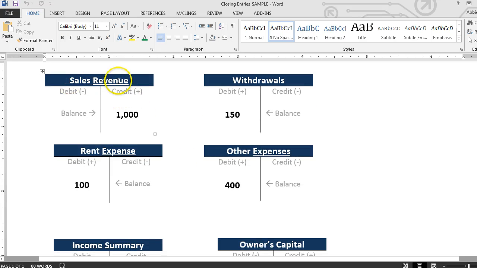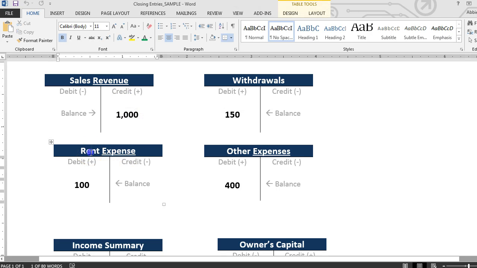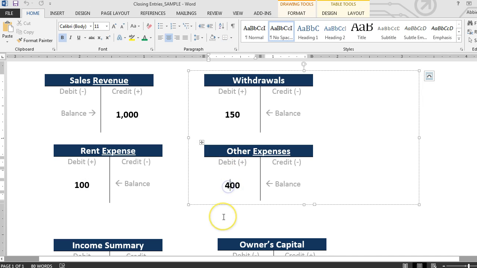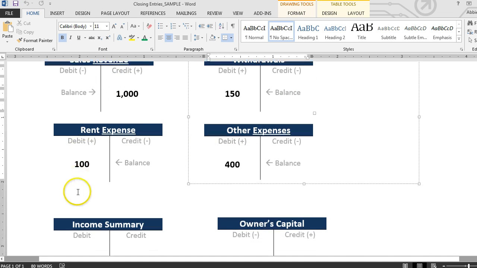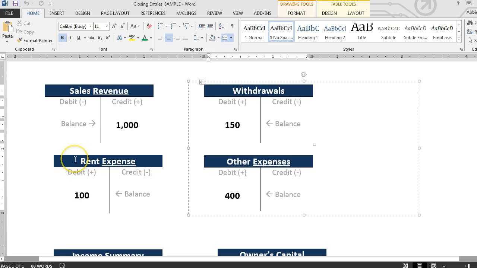Say we have our sales revenue account, and it has a balance of $1,000. We have our rent expense, a balance of $100, and other expenses, a balance of $400, okay? And then we also have withdrawals with a balance of $150. So remember, we're not dealing with withdrawals right now. Withdrawals goes directly to owner's capital, and so we need to close out our revenue and expense accounts first with the income summary. All right, so in order to do this, let's look at our revenue account first.